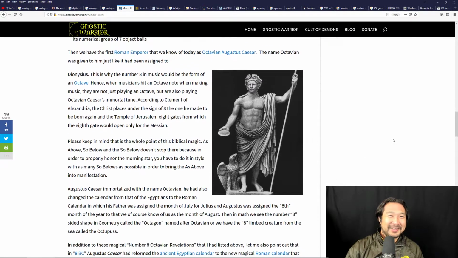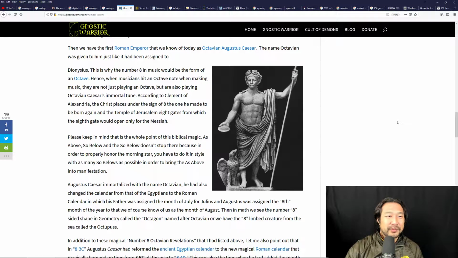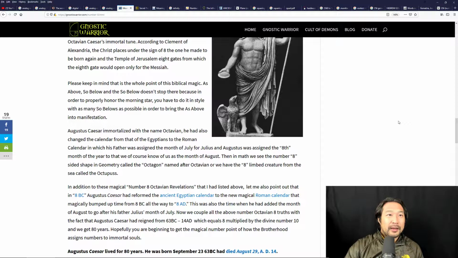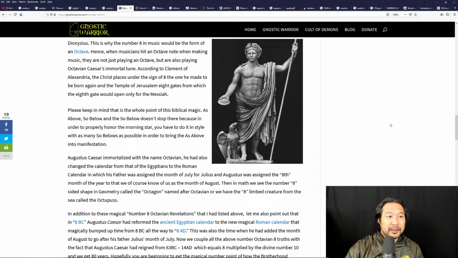That's interesting, huh? So we already went over Dionysus, if I'm saying that right. Oh, here's something interesting. Please keep in mind that this is the whole point of this biblical magic, as above, so below. And so below doesn't stop there, because in order to properly honor the morning star, you have to do it in style with as many so belows as possible in order to bring the as above into manifestation.